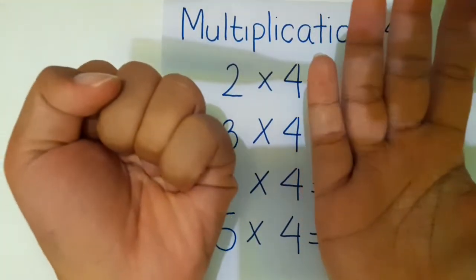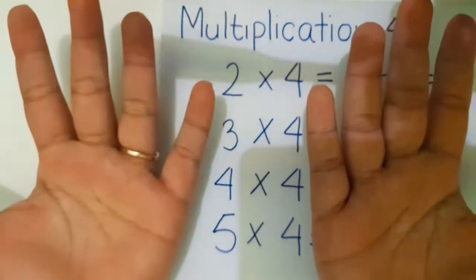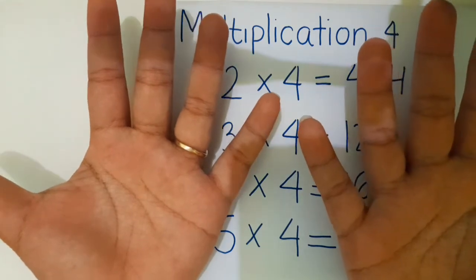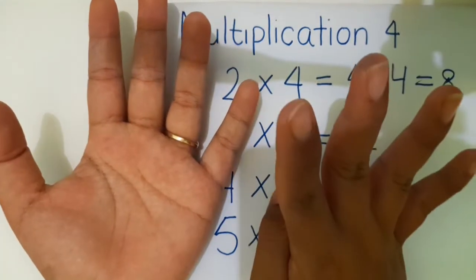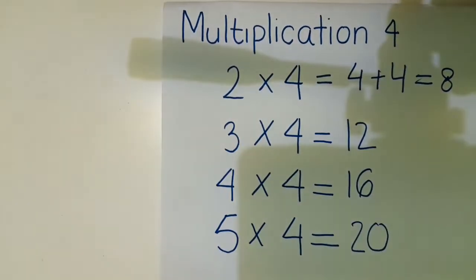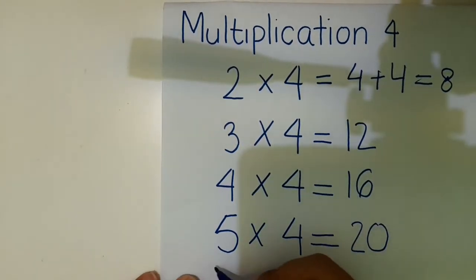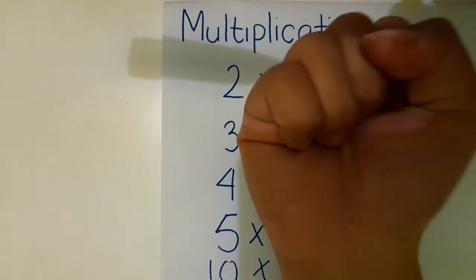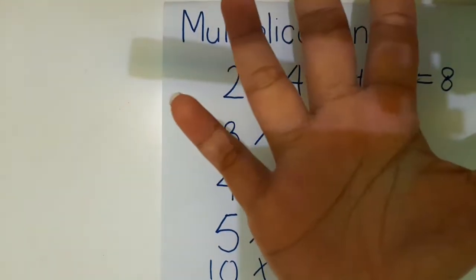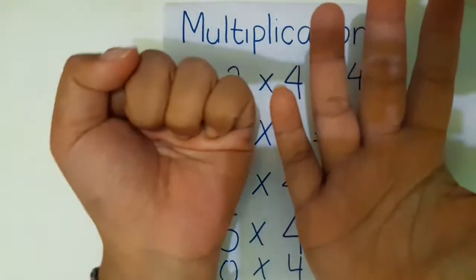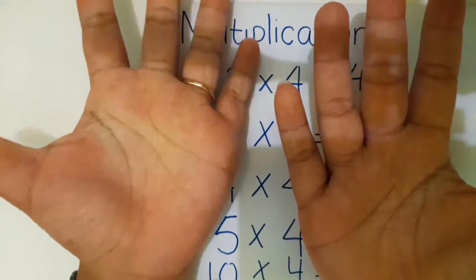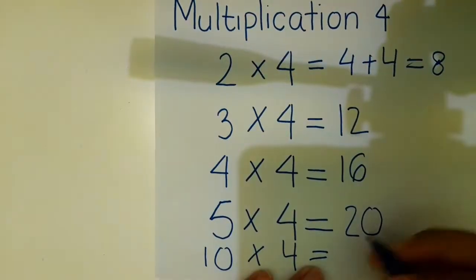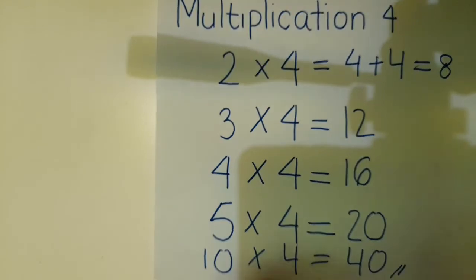And then if you have to close up here one more, right and left, and then you show it, you can calculate 20 plus 20 equals 40. Yeah, so we can say like this: 10 times 4 equals, if I close up here, open it, it means 20. And if I open it too, it means 20. So 20 plus 20 equals 40, right?